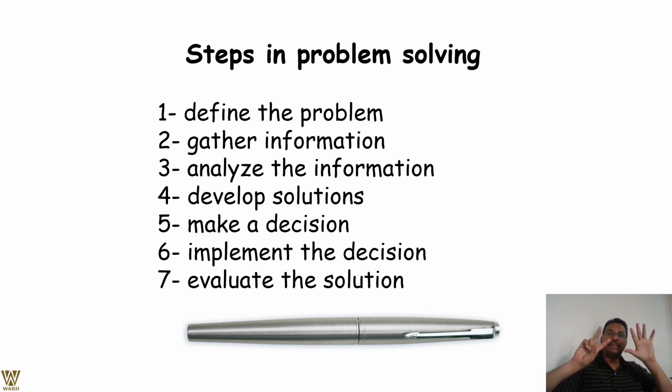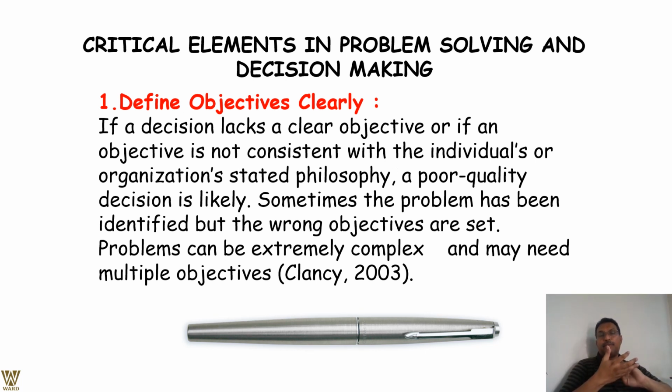I have already repeated the steps of problem solving. They are seven. First is to define the problem, gather the information, analyze the information, develop solutions, make a decision, implement the decision, and evaluate the decision as the case might be. These are my seven steps. So let us identify them one at a time, starting with defining the objectives as clearly as possible.